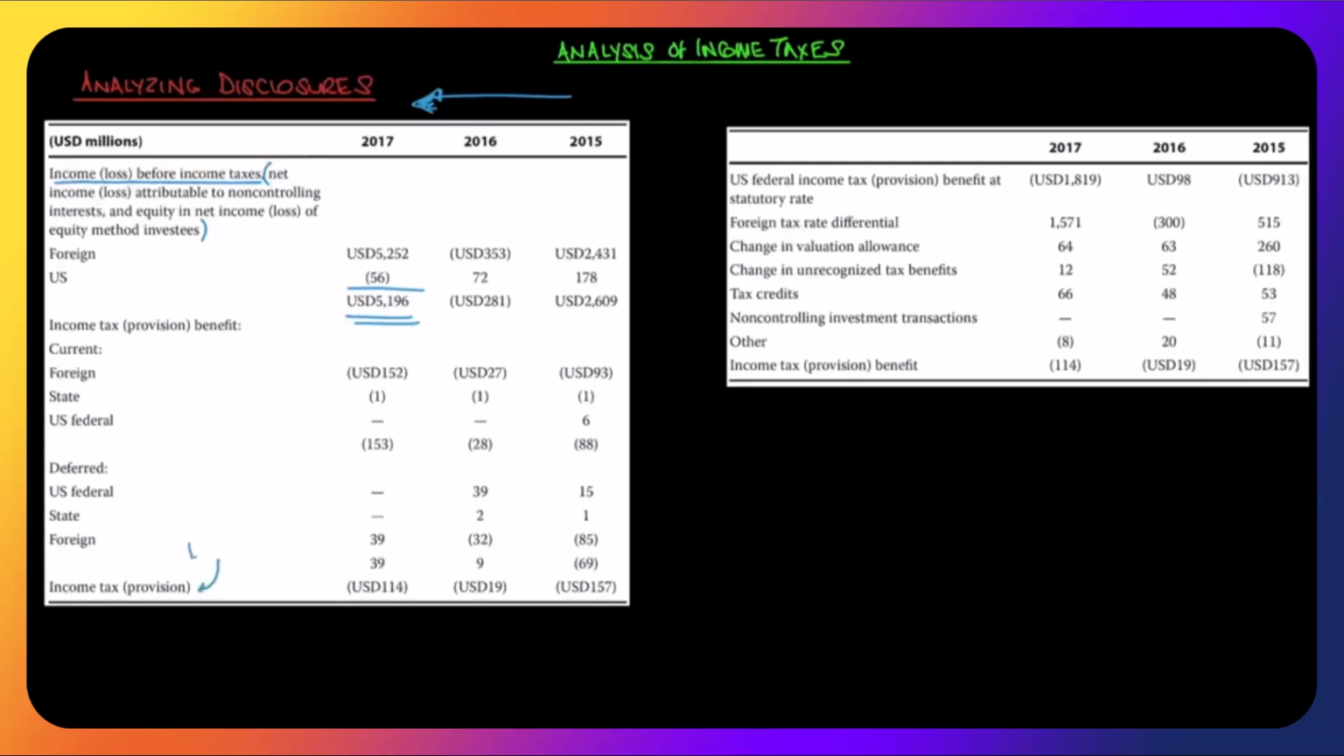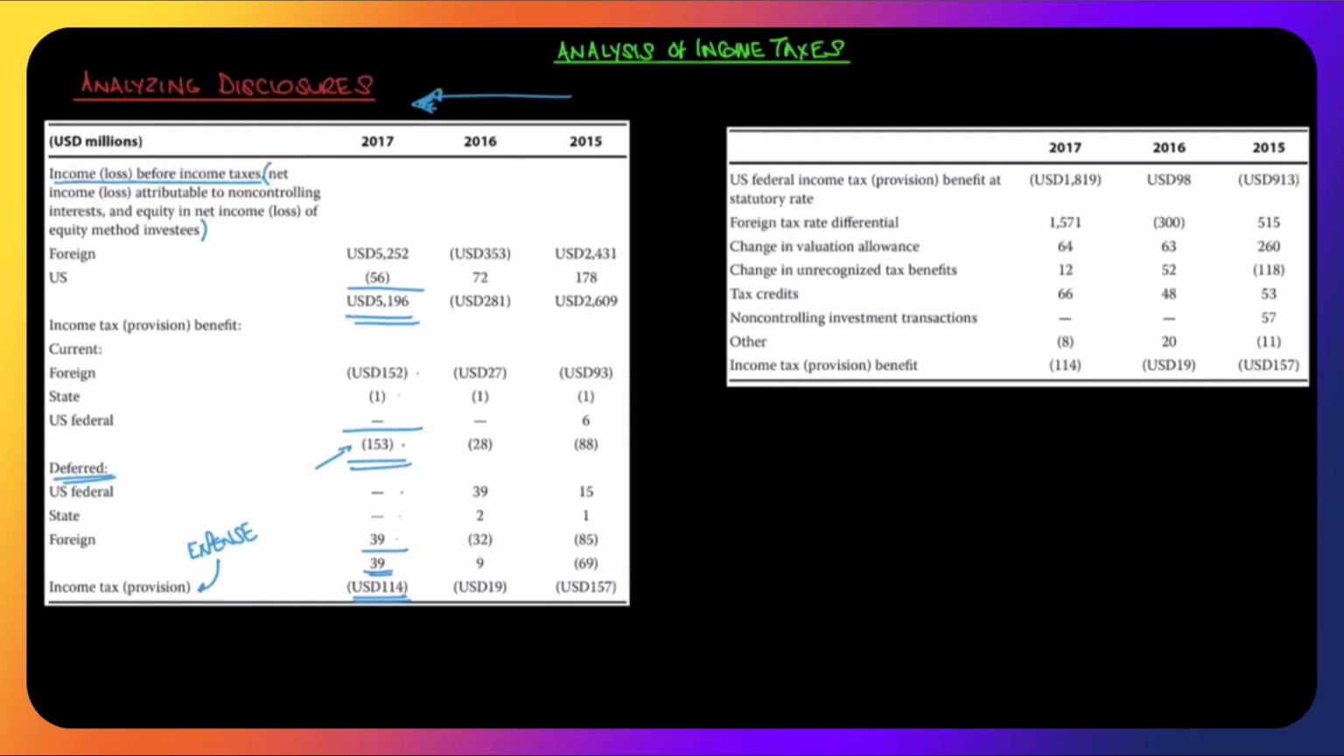What was our income tax provision? Down here, which is our expense for income tax that we're showing in the income statement. Well, it was made up of current taxes, 152 due to foreign operations, less 1 for state, no federal, so 153. That's our current taxes. We also had some deferred taxes, nothing in the US federal, nothing from state, 39 from overseas. So that 153 looks like tax payable. That 39 is a positive number. Looks like deferred tax credit, offsetting the 153 to give you an income tax expense of 114.